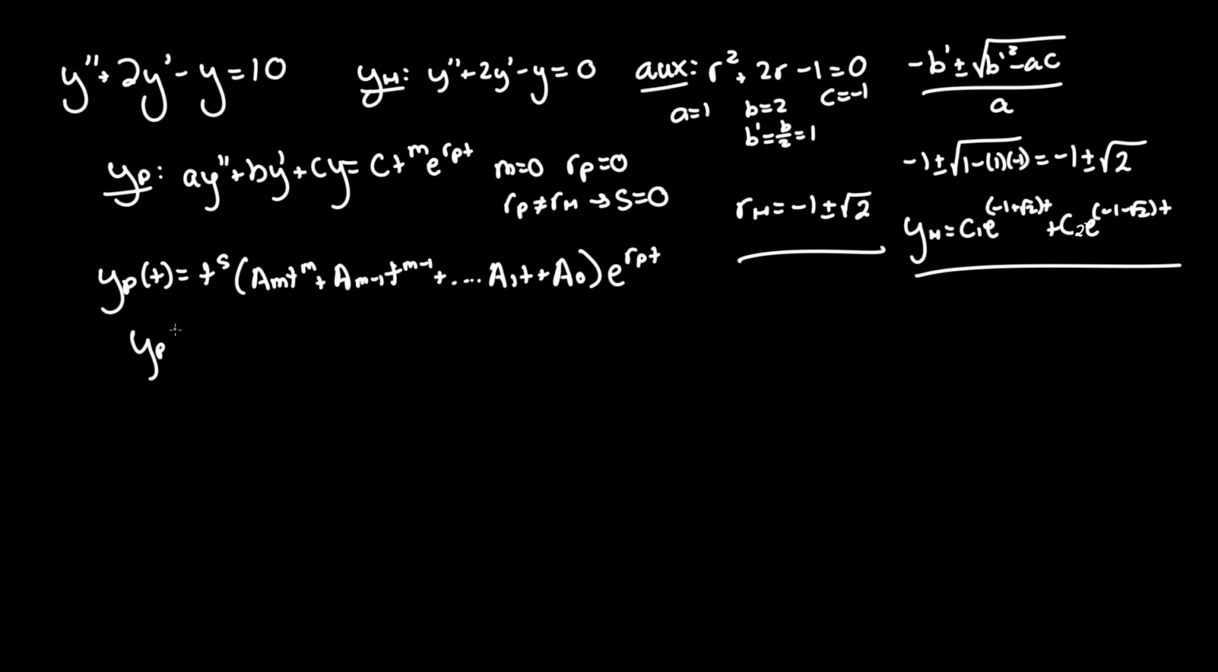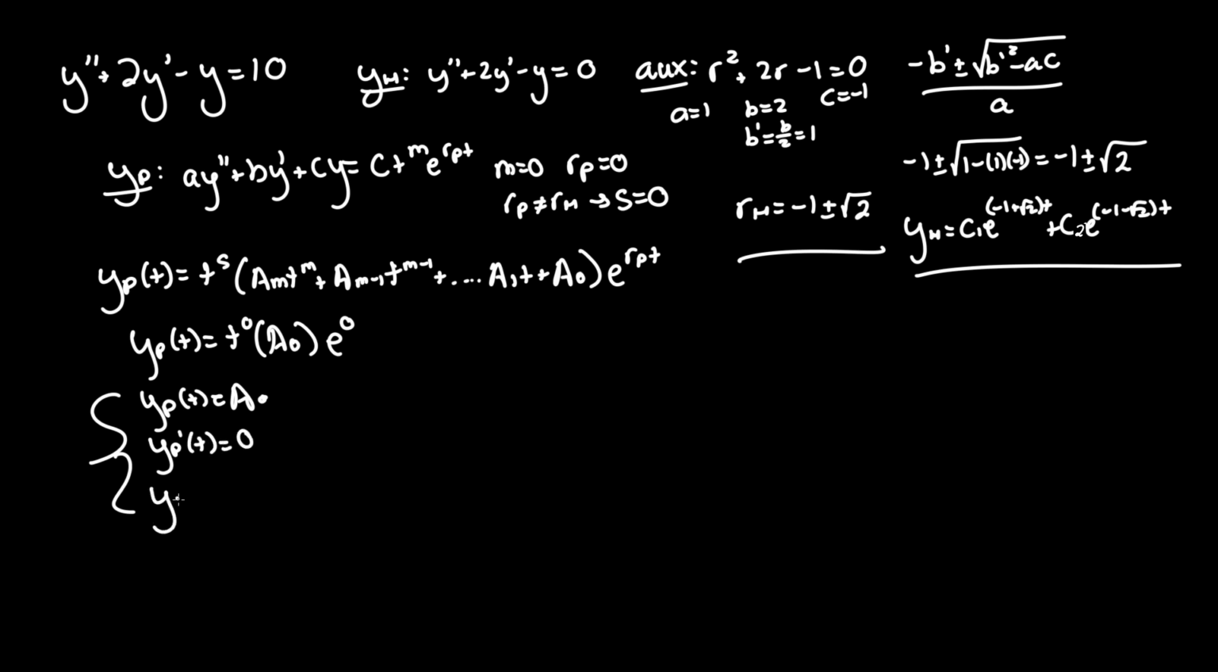So y particular of t equals t to the power of 0, and we also said m is 0, so we can get rid of all m equals non-zero terms down to a sub 0. And we can just also take e to the 0 as r p equals 0. So y particular of t equals a sub 0. That's it. And the plan is to take 2 more derivatives of this term so that we can plug it back into the original equation.